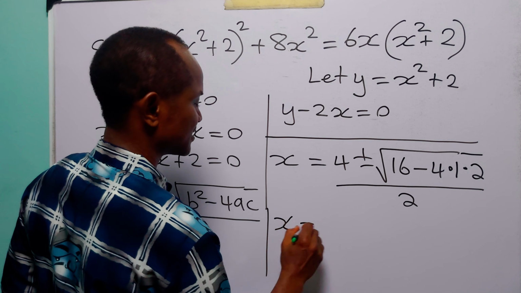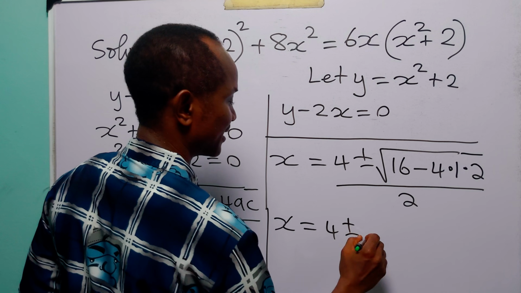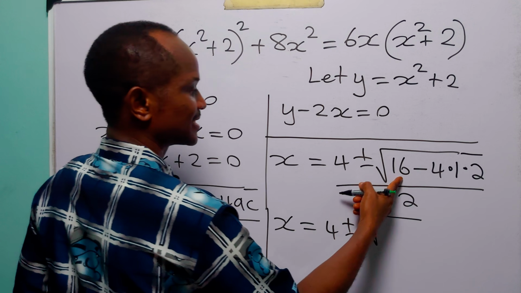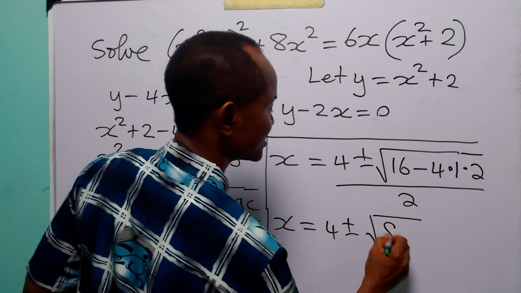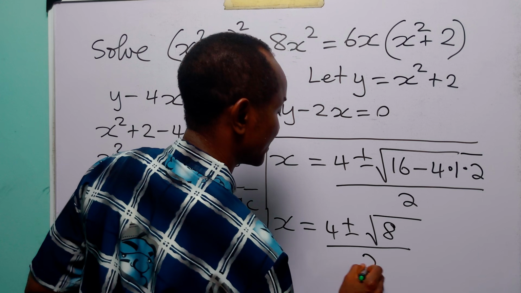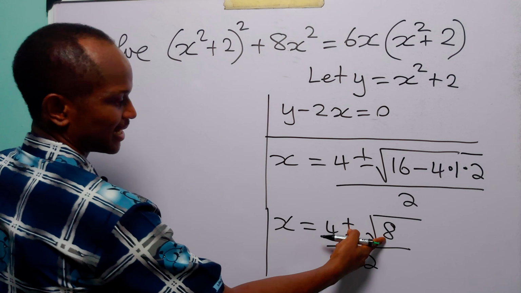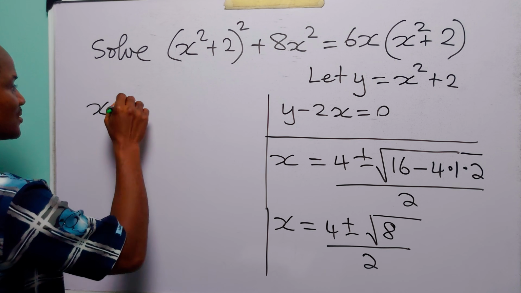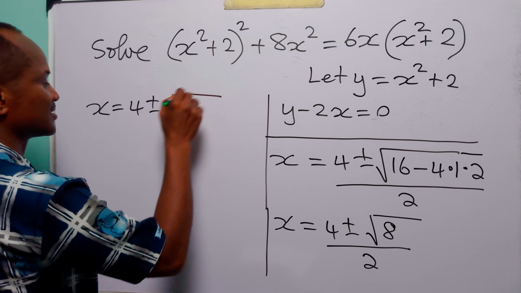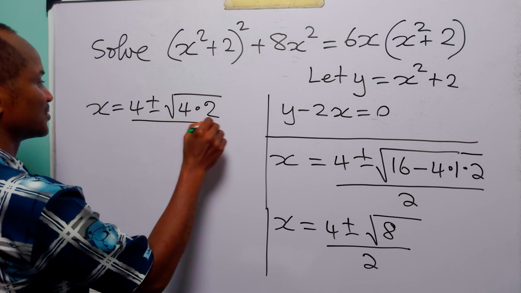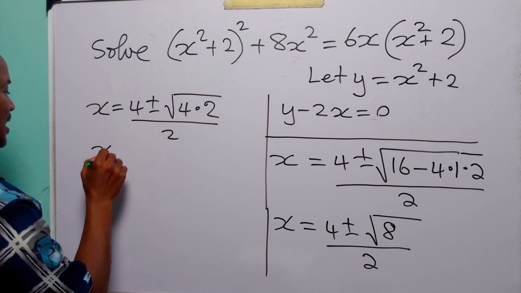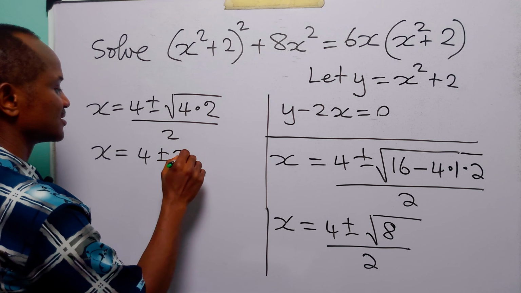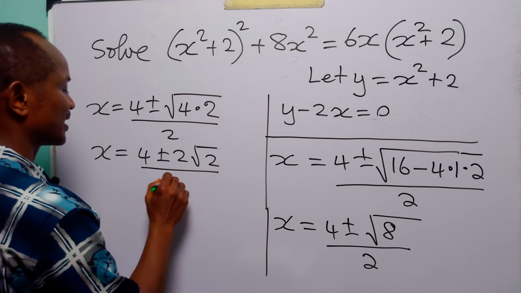Then everything is divided by 2 times the coefficient of x squared, which is 1. Now from here we have that x is equal to 4 plus or minus the square root of 4 times 2 is 8. 16 minus 8 is 8. So this is the square root of 8 divided by 2. Now remember that 8 is 4 times 2. So x is equal to 4 plus or minus the square root of 4 times 2 divided by 2. The square root of 4 is 2. So this is 2 root 2 divided by 2.